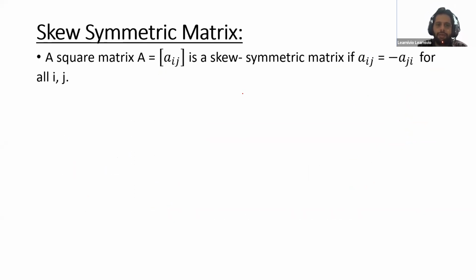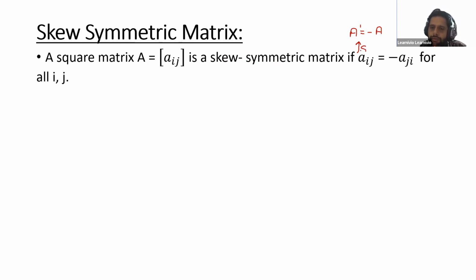Now the next one. Next is a skew symmetric matrix. So what is a skew symmetric matrix? A square matrix is a skew symmetric matrix if, I will write over here, just add this point, A transpose is equal to minus A. So please remember this. A square matrix is a skew symmetric matrix if A transpose is equal to minus A.